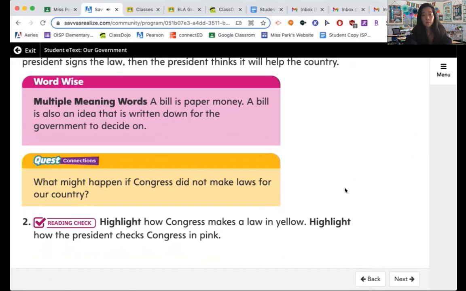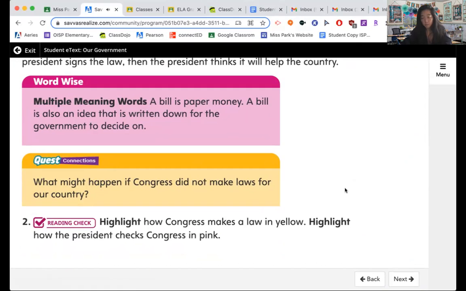2. Reading check. Highlight how Congress makes a law in yellow. Highlight how the president checks Congress in pink. Okay, so if you're in your book, we're on page 83. Underline how Congress makes a law. Or if you're online with me, you're going to highlight it in yellow. So, how Congress makes a law.